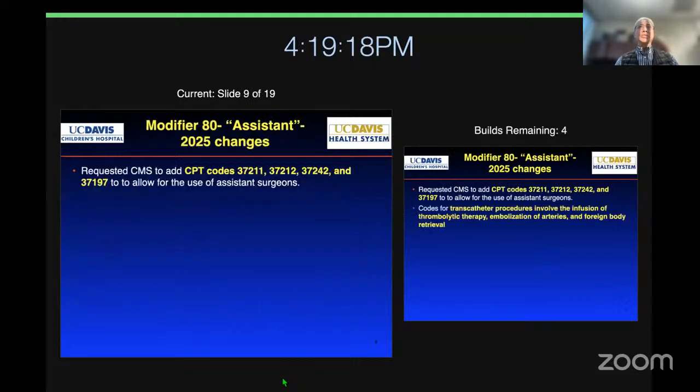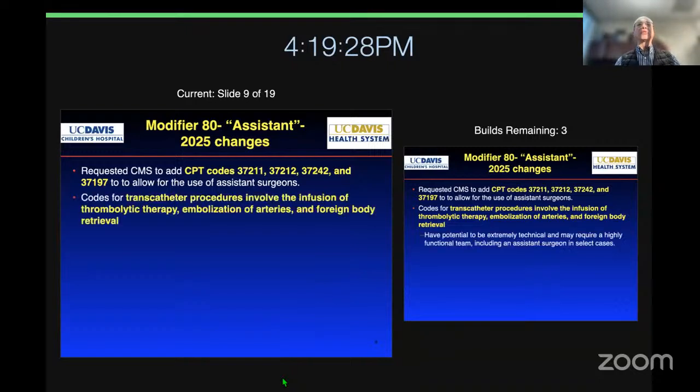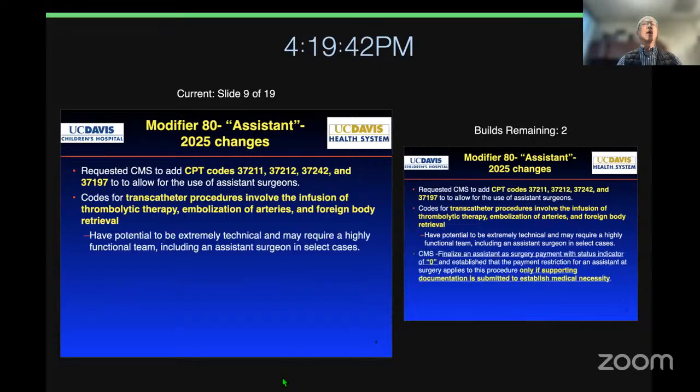Now, there are some changes in 2025, and as Sean had mentioned, there were 4 codes that were proposed by us requesting allowance of the assist codes. Basically, these are the transcatheter procedures for thrombolytic therapy in the artery and the vein, and of course embolization for the arteries and the vein, and then retrieval of foreign bodies. So those are added to allow the assistant as of 2025.